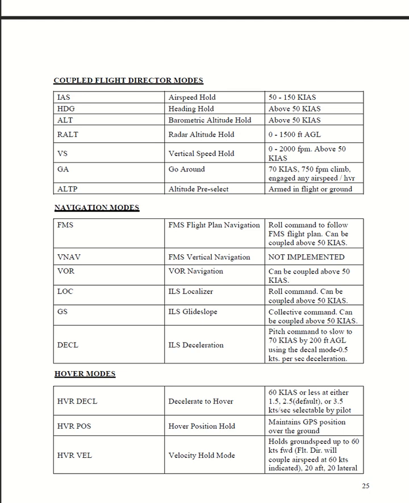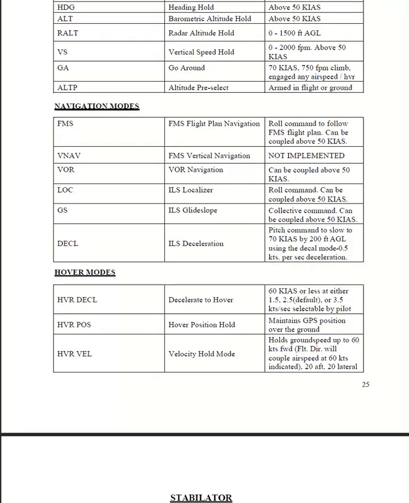Altitude pre-select, also known as Alt-P, armed in flight or on ground. Navigation modes. FMS, flight plan navigation. Roll command to follow FMS flight plan can be coupled above 50 knots. FMS vertical navigation, not implemented currently. VOR navigation can be coupled above 50 knots. ILS localizer, roll command, can be coupled above 50 knots. ILS glide slope, collective command, can be coupled above 50 knots. ILS deceleration, pitch command to slow to 70 knots by 200 feet AGL using the decel mode, 0.5 knots per second deceleration.